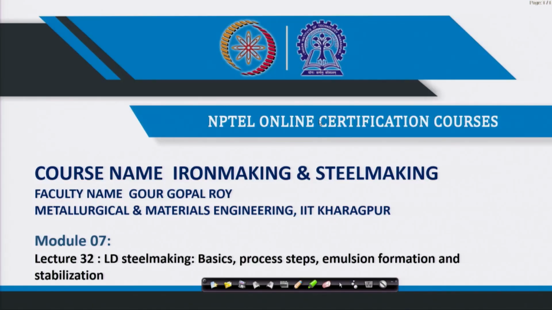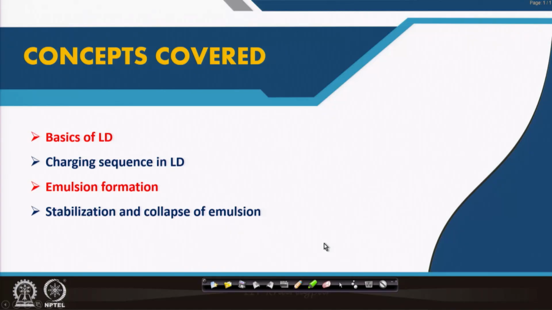Okay, in this lecture I will discuss LD steel making, and first of all we discuss the basics of the steel making process steps, emulsion formation and stabilization. So, these are the concepts covered. First I will discuss the basics of LD, then the charging sequence in LD, how the scrap and the hot metal are charged in the LD and in which sequence, and then we will talk about emulsion formation, that is the major mode of refining in LD, and that is why the LD refining is so fast.